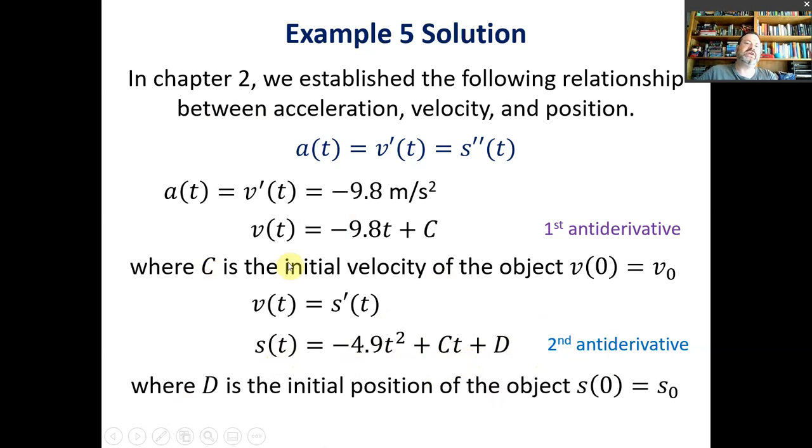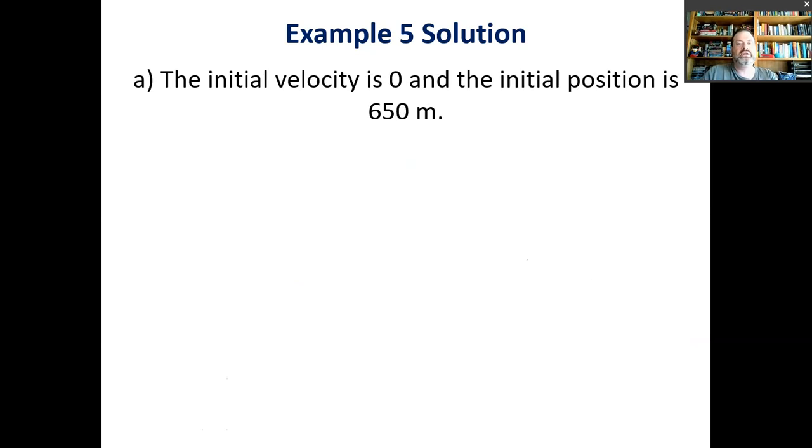So this is just the setup. Now we're getting ready to solve the problem. So now we have all the equations we need. Let's plug everything in. So for part A, the rock was dropped, so the initial velocity is 0. The initial position was very high on the tower. So we just plug everything in, right? Initial velocity is 0, so c is 0, d is 650.